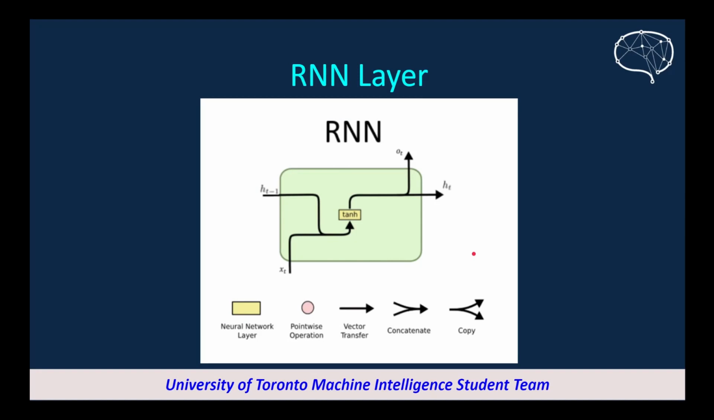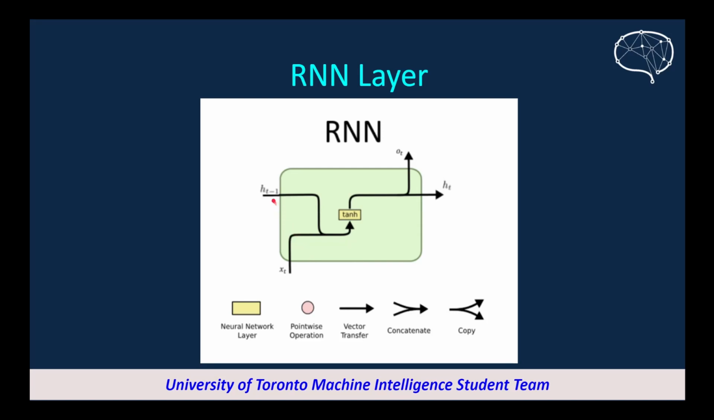So each hidden state we talked about before is an RNN layer, and it could be represented as this graph shows. The yellow box is a neural network layer, and the tanh here is the activation function it uses. The tanh function is typically used in all of the RNN layers, and the arrows here mean vector transfer, but it can also concatenate or copy itself.